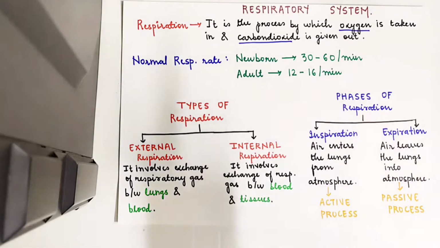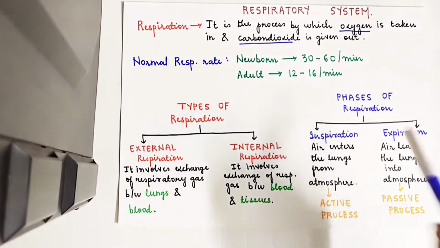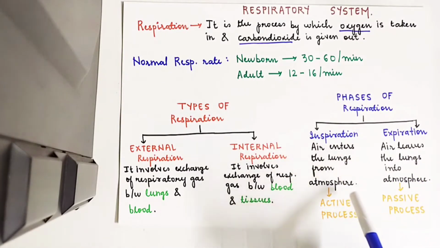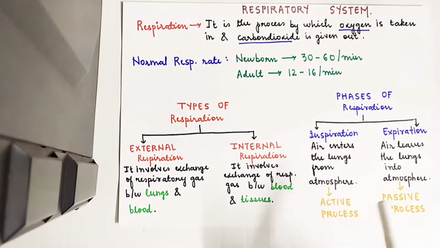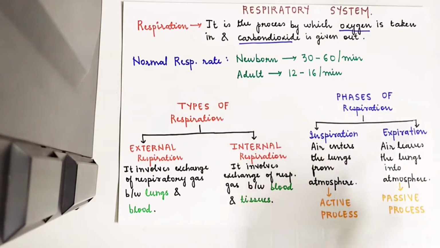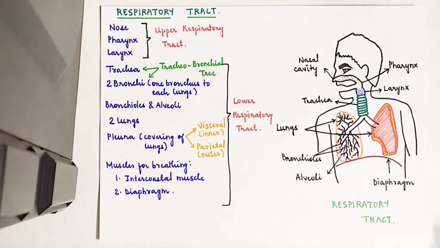Then phases of respiration. There are mainly two phases: inspiration and expiration. In inspiration, the air enters the lung from the atmosphere, and it is an active process because it requires energy. Then expiration: during this, the air leaves the lungs into the atmosphere, and it is a passive process because it does not require any energy.